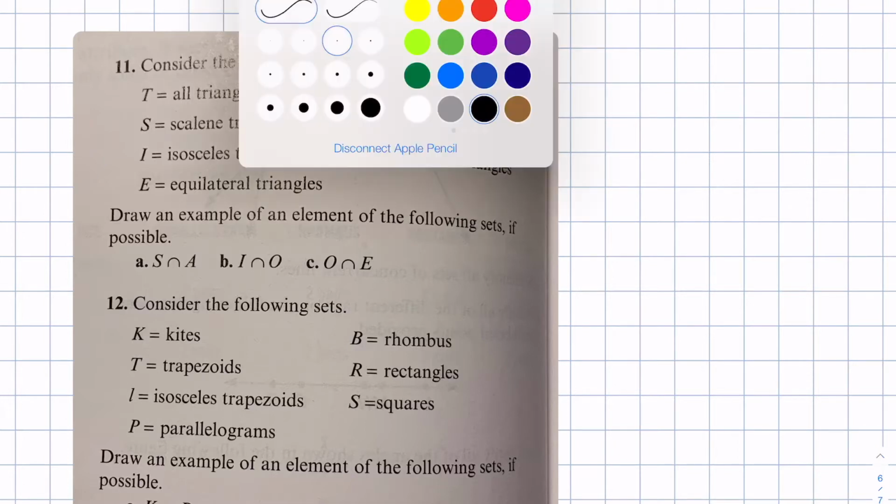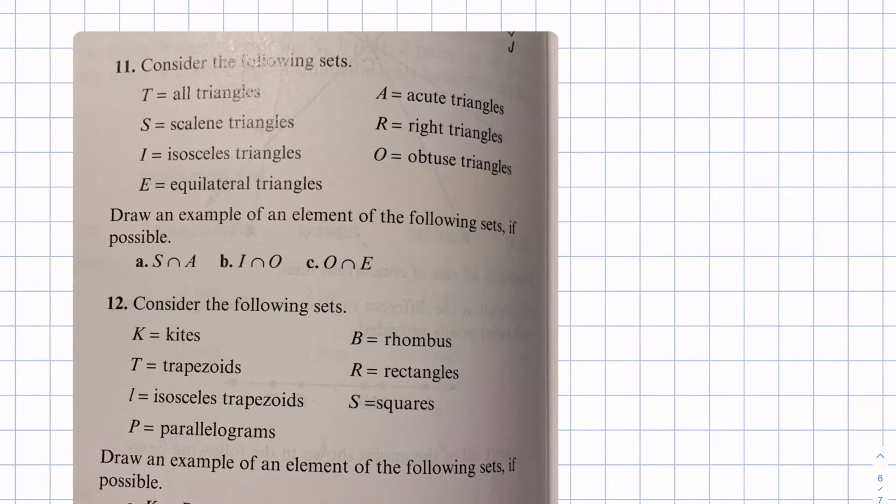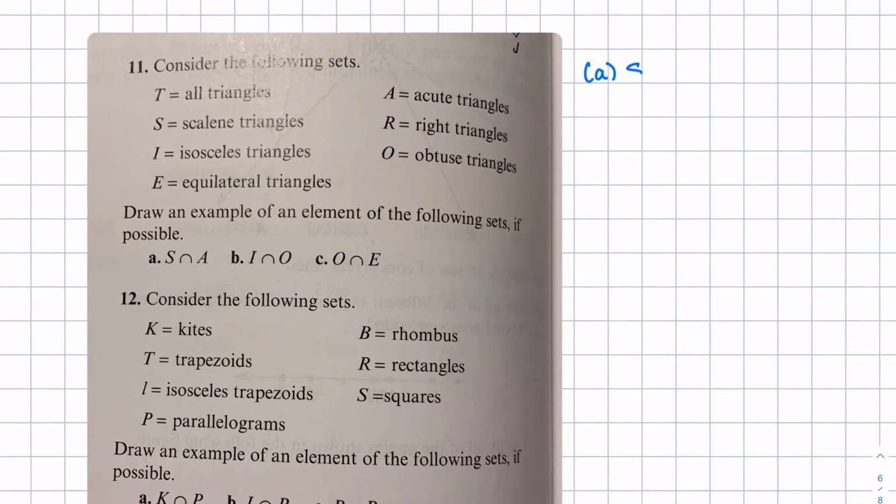A here is the set of scalene triangles intersected with the set of acute triangles. So remember that this symbol, this kind of upside down U, means it's the intersection of these two sets. And so this means we want to draw a figure that is both scalene and acute. So scalene means that none of the sides are the same length. And acute means all of the angles are less than 90 degrees in my triangle.